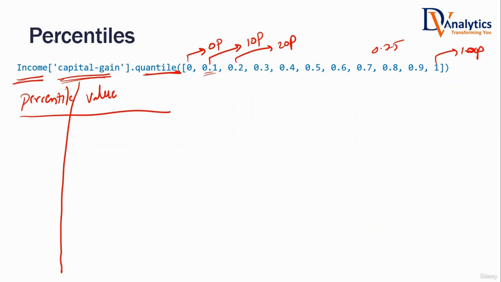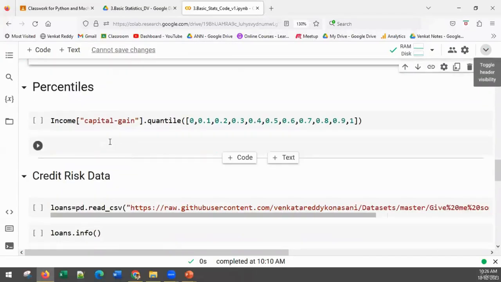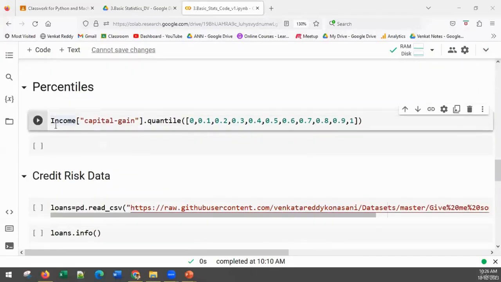Have you understood this piece of code, all of you? Please confirm that. Data frame name, column name, dot quantile, and mention whatever percentiles you want. Go back to your code file. Execute this code. Let me know once you have the data. We will discuss the output.